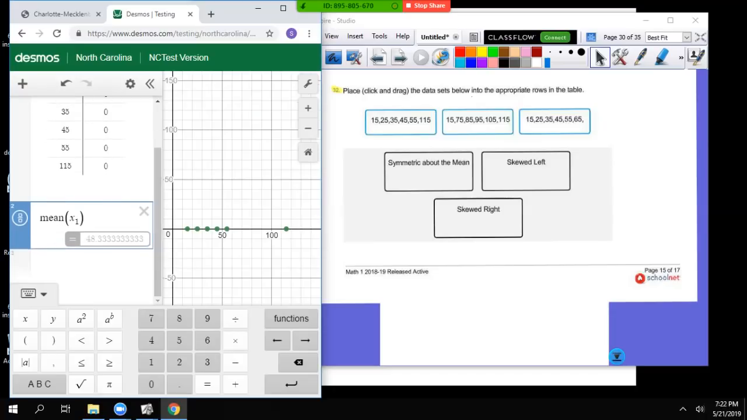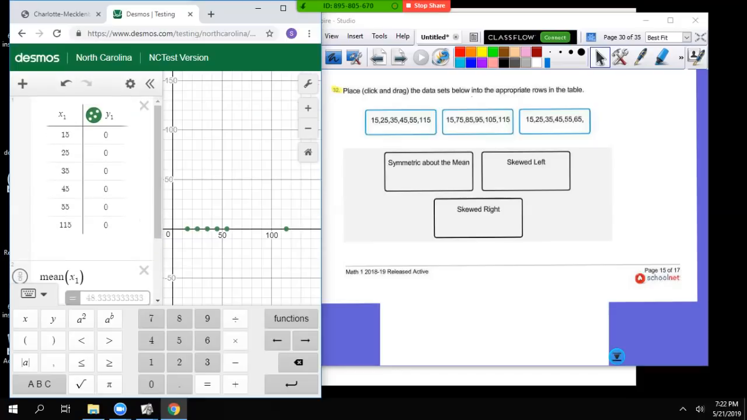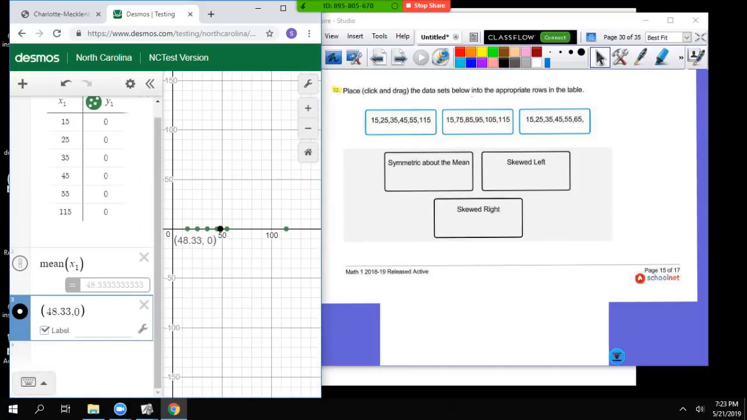48.33, okay? So I let Desmos do all the work for me, but now I'm going to use the mean as a coordinate point as well, okay? So here's my coordinate point, 48.33. And following the pattern that we've already established here with the x value being whatever number they give us and the y value being 0 to create a coordinate point, we're going to do the same thing. So 48.33, comma 0, okay? And we're going to ask Desmos to label that for us, okay? All right, so now it should be labeled some different color, whatever that different color is, okay?